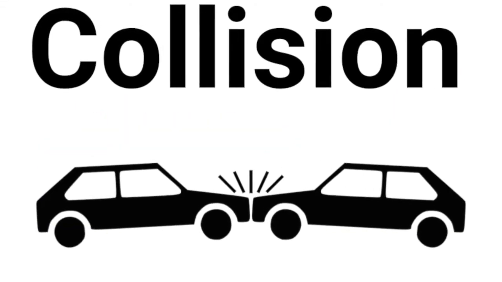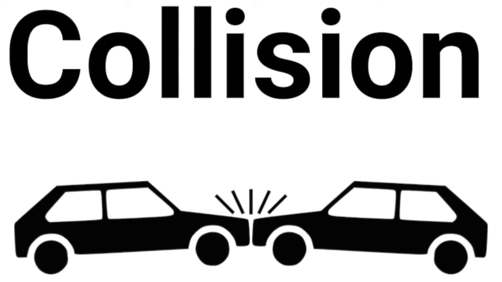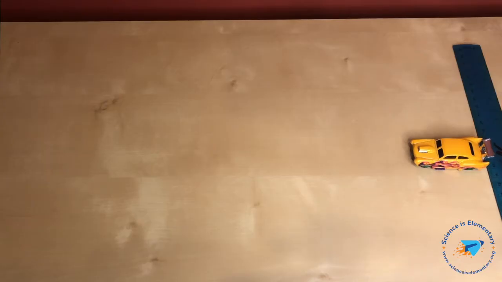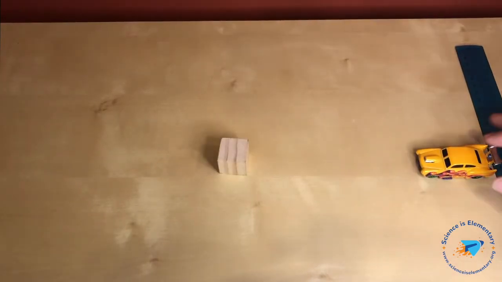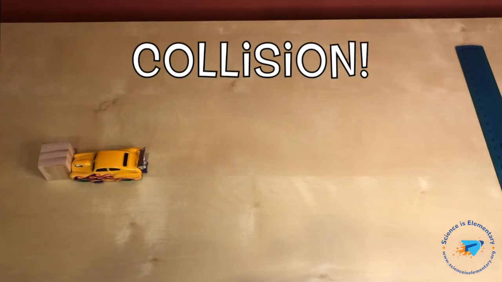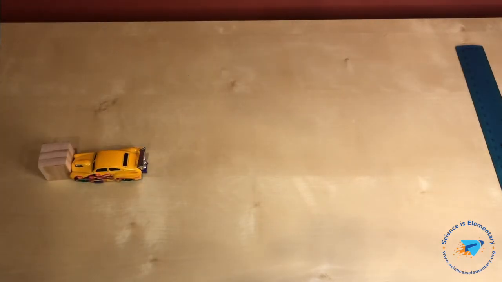Collision. When something that is moving hits another object. What happens when I use force on my car? It moves all the way across the screen. But what happens if I put an object in the way? The car hits the block. This is called a collision.